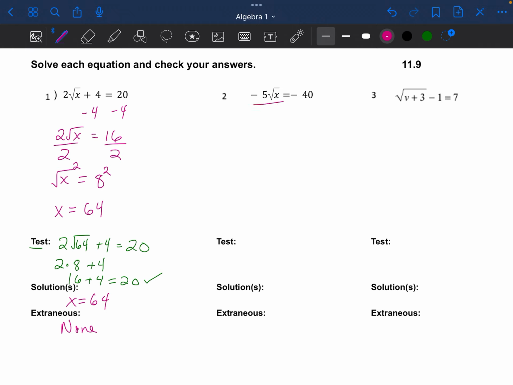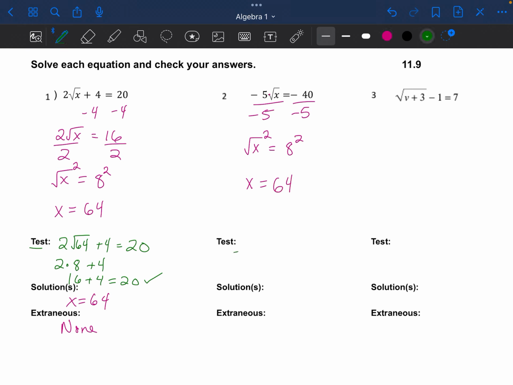Looking at the next one, divide both sides by -5. A lot of students have a tendency to add 5, but we're splitting it up from the square root, so make sure we divide to do that. Now if square root of x equals 8, square both sides, and we end up with x equals 64 again.